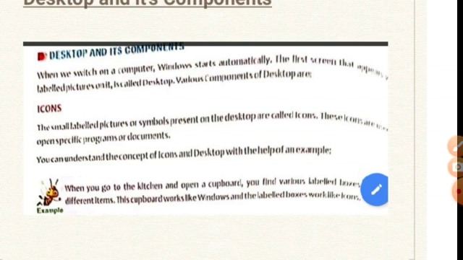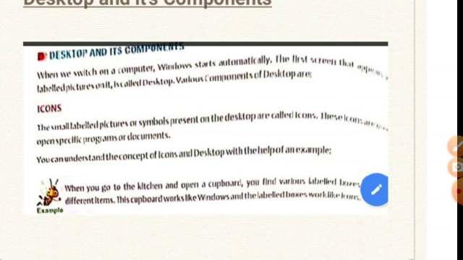Let's understand through an example. When you open your school bag, you find various, different books. But we use labels to identify them. These labels work like icons. Like these labels help you to find things, the same way, icons help you to find different things on the computer.